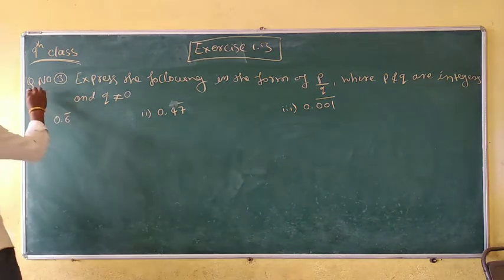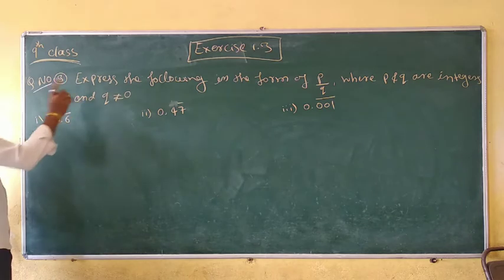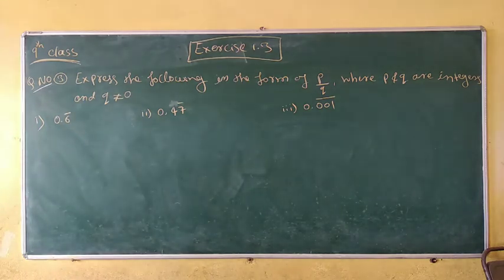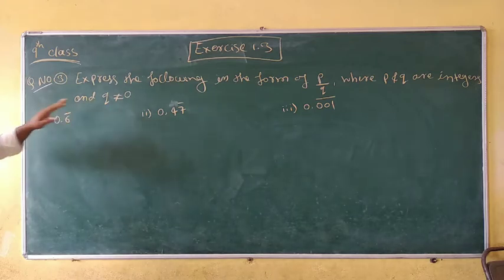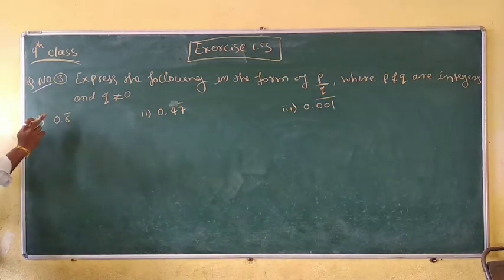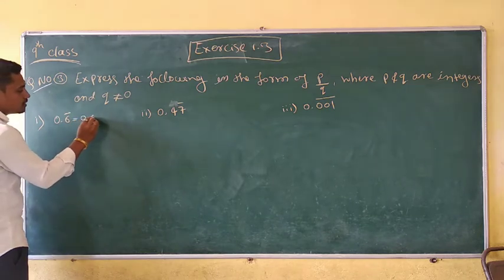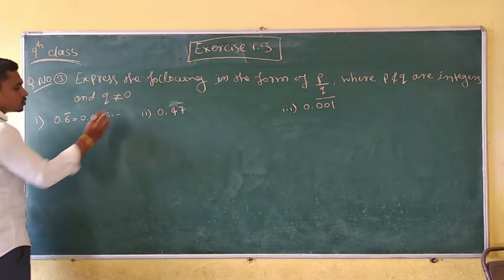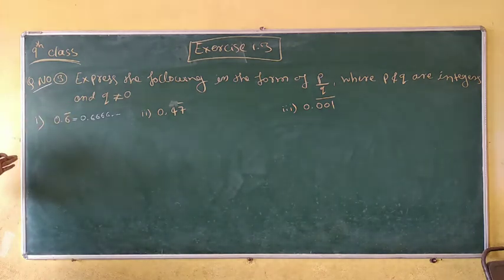This is question number 3, exercise number 1.3. Express the following in the form of p by q, where p and q are integers and q is not equal to 0, meaning it is a rational number. So 0.6 bar means 0.666 and so on. It is a non-terminating recurring expansion form.